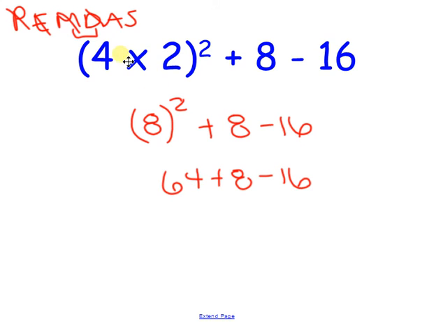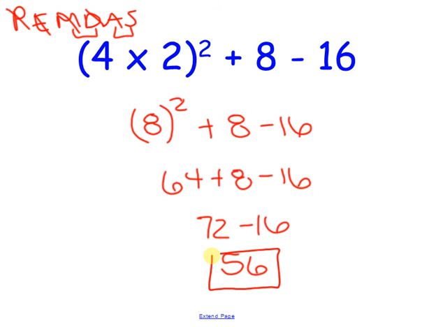Addition and subtraction in order from left to right. So I have addition and I have subtraction. I always start on the left. So 64 plus 8, that's going to be 72. Rewrite the rest of the problem. And then 72 minus 16, that's going to be, let's see, 56. I believe that sounds correct. Just like that. And we finished it off.